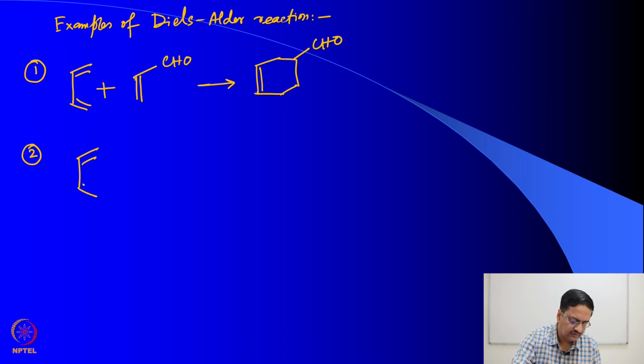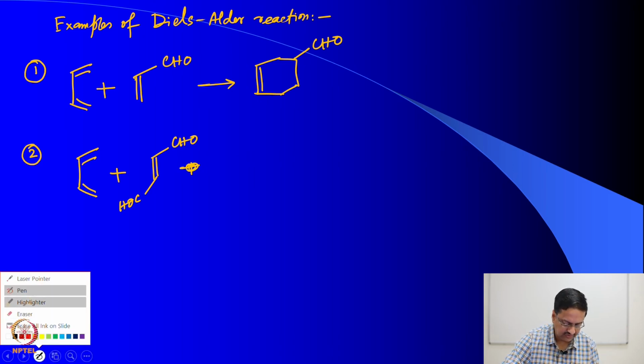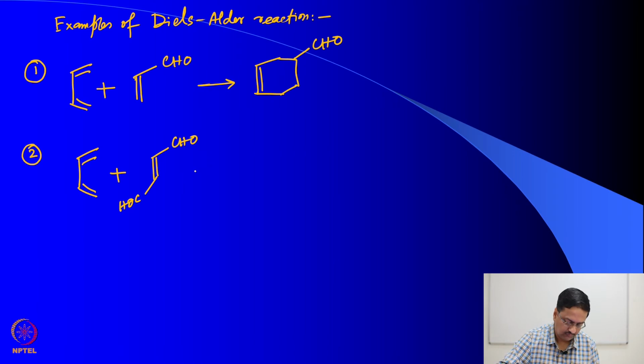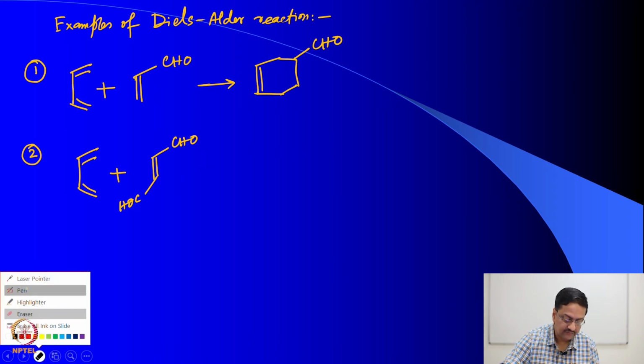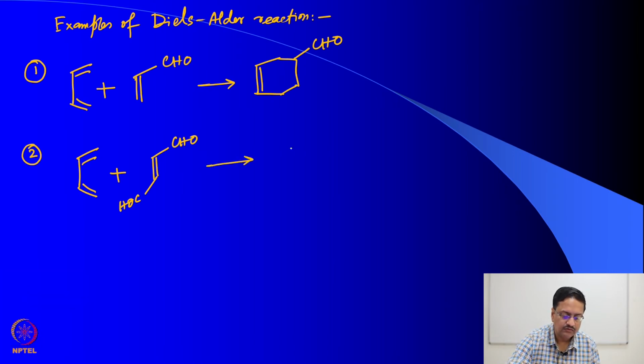This butadiene is reacting with, sorry, this is propanol. This trans diol is treated with 1,3-butadiene. The product is only this one.